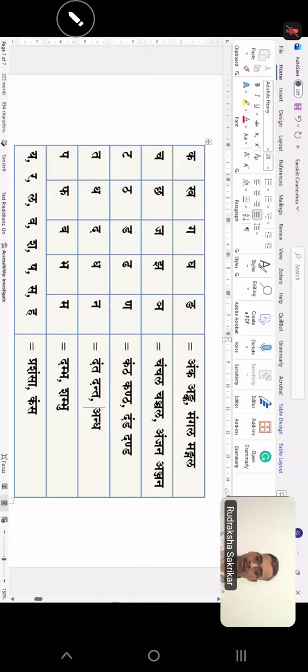Danta. Andha. After Anuswara, the next letter is Dha. So, N. Ta, tha, da, dha, na. From the family of Dha, the nasal sound is N. So, we have to say Andha. And while writing also, we have to write Andha.